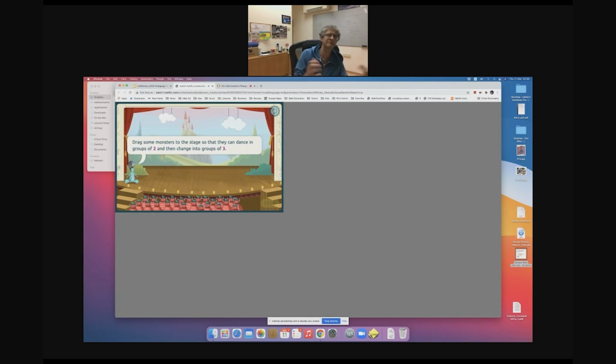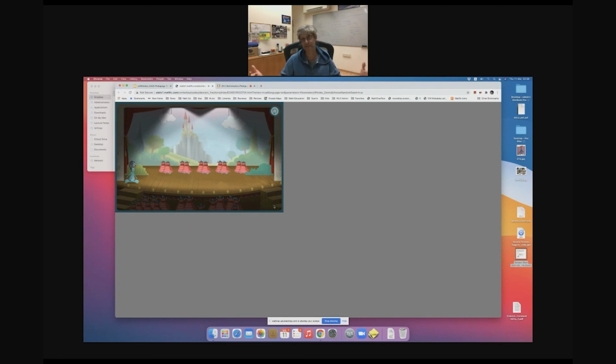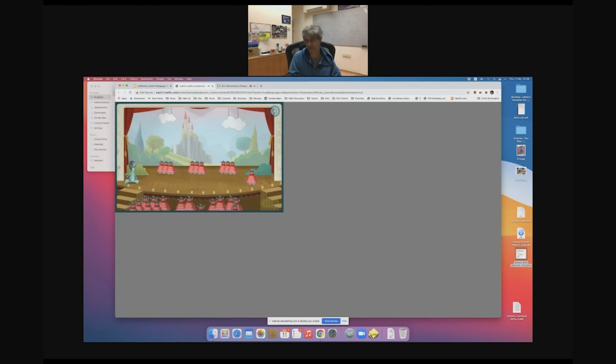I need now to drag monsters so that they can first dance in groups of 2, but then the same group can change into groups of 3. Okay, so you identify the common multiples, and now let me make an error on purpose. Let me say drag 10 dancers. That will fit for the first part of the task, but then of course it will fail on the other one. Let's see what happens. So they dance in groups of 2, and then they rearrange, but there's one monster crying because it doesn't have 2 other monsters to pair with.